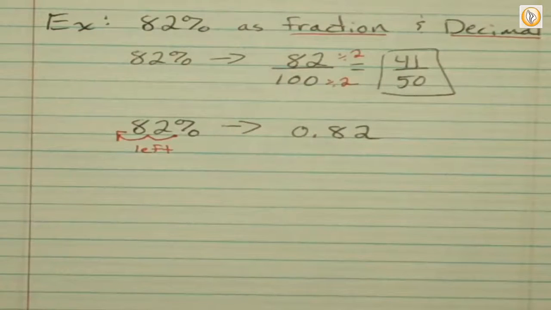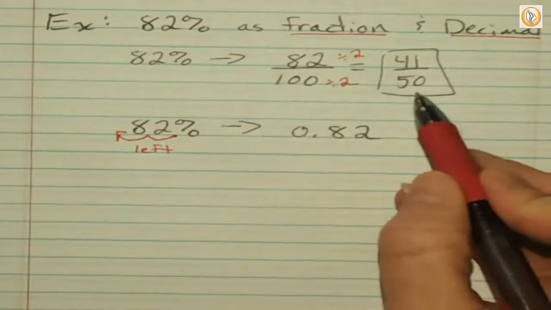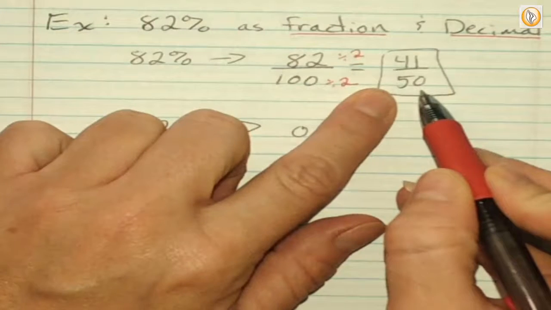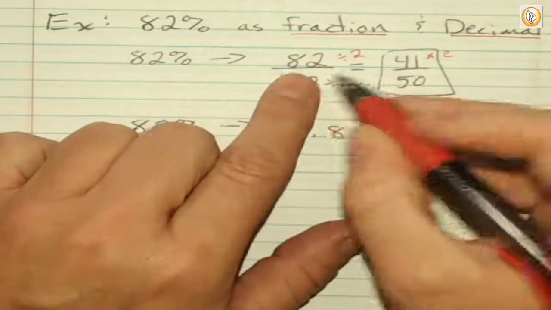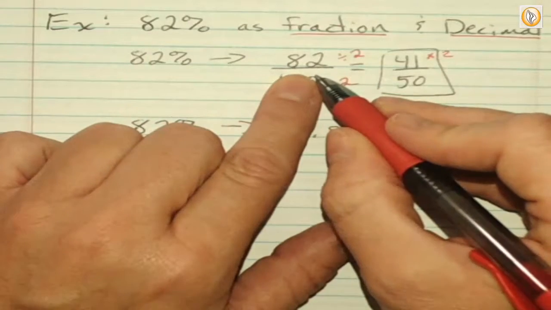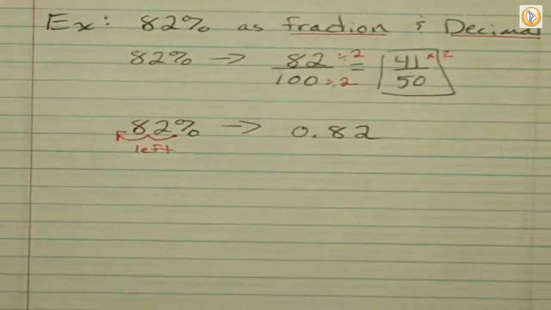How would you figure out that 41 over 50 would be 82%? Because remember, we're dealing with 100. So how many times does 50 go into 100? 2 times. 41 times 2 gives you 82. So we're going back. I'm going to get to that.